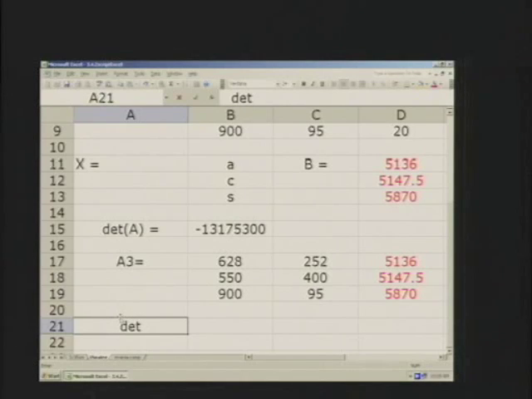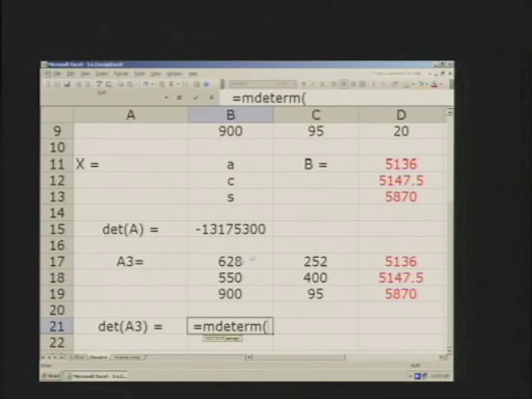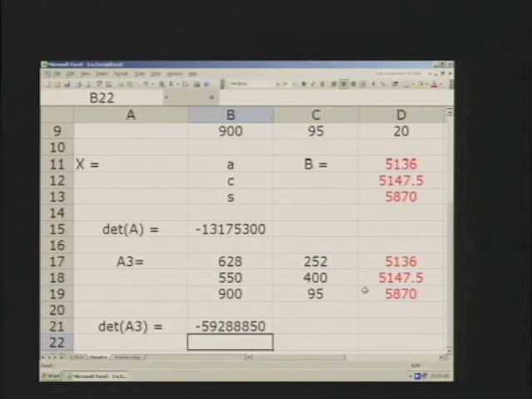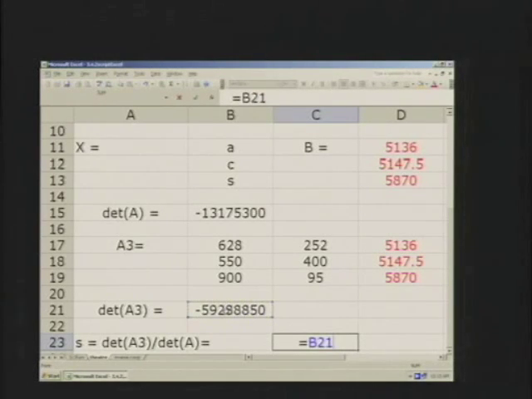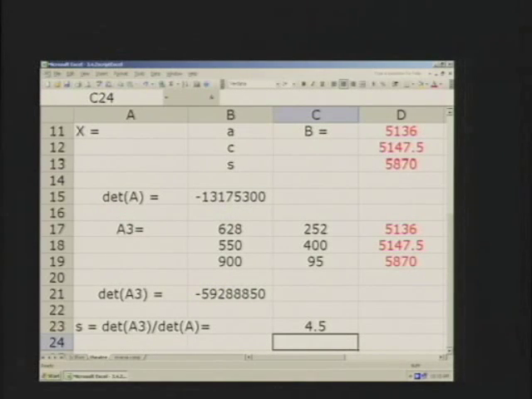So I find the determinant of A3 equals MDETERM of this matrix A3, which is another big number. So now to find my value for the third variable, S. S equals the determinant of A3 divided by the determinant of A. Let me change that so it's not centered. There we go. So to type the formula, equals, I need the determinant of A3 in cell B21, in this case, divided by the determinant of A in cell B15, hit return, and I have 4.5.